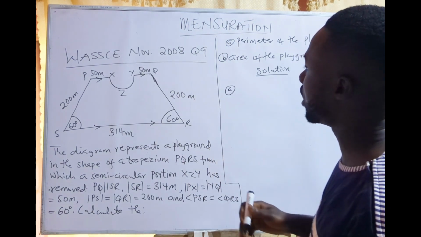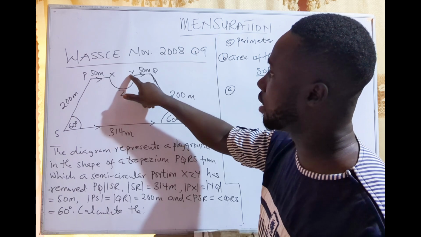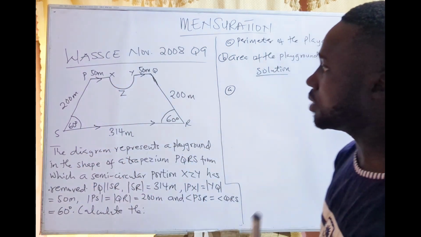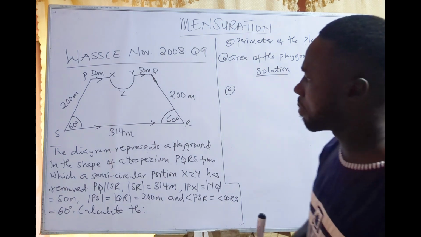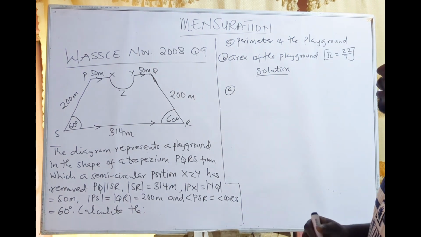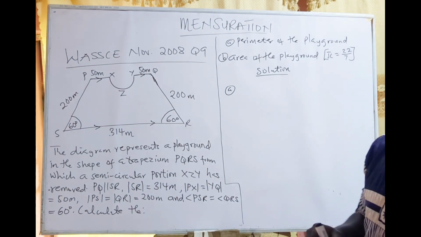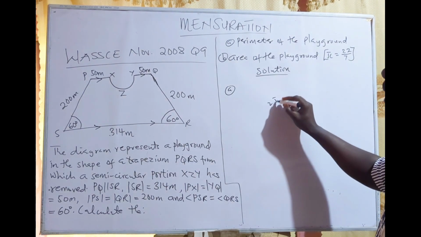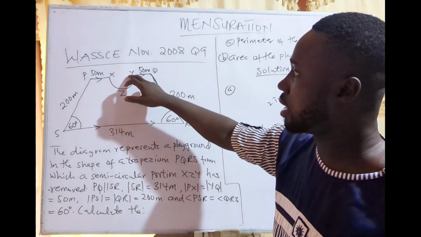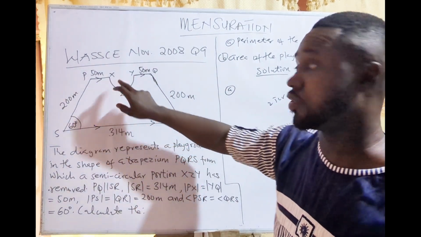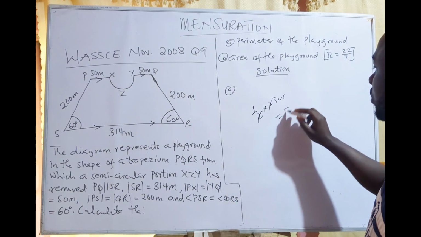So our work is to find the length of the semicircular arc there. We know this is half of the circumference. What is the circumference of a circle? That is 2 pi r. So if I want to calculate the length of this particular arc, which is half of the circumference, that will be half of 2 pi r, which gives us pi r.